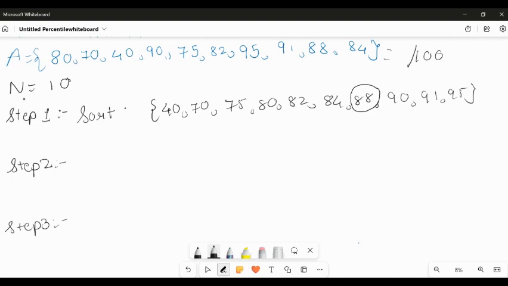So based on that, we will be doing... So what will be my second step? The second step is inputting the formula. What is that formula? Small n by capital N into 100.